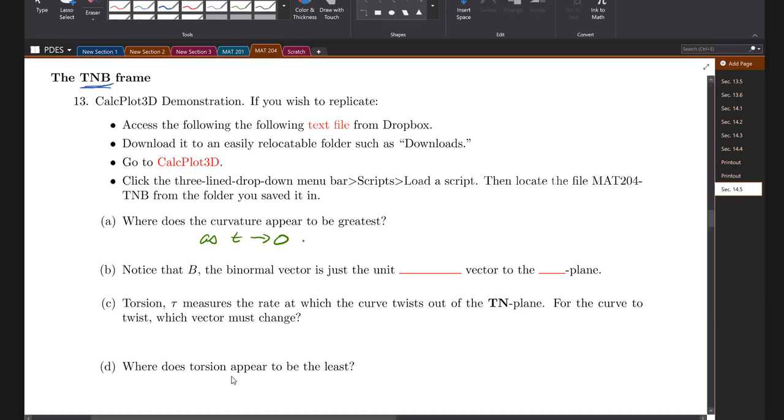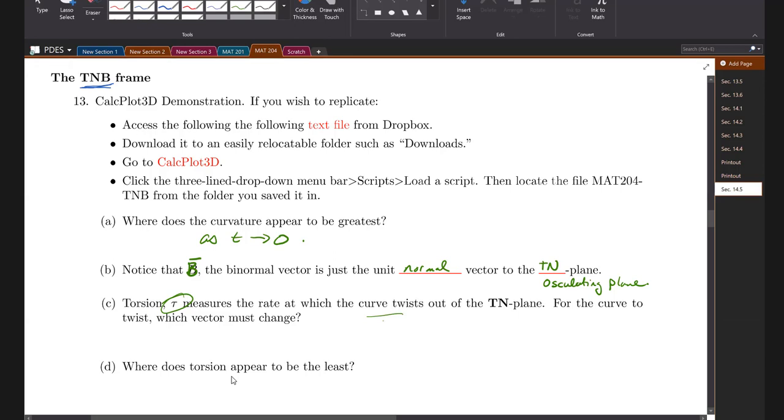So then I said, notice, and sorry, this should be in vector notation. Notice that b, the binormal vector, is just the unit normal vector of the TN plane. And this TN plane is also called the osculating plane. Okay. So torsion, which is denoted by tau, measures the rate at which that curve was twisting.